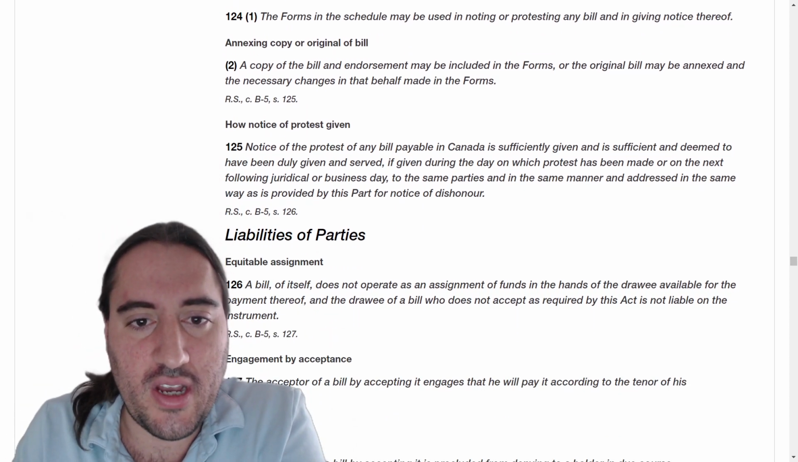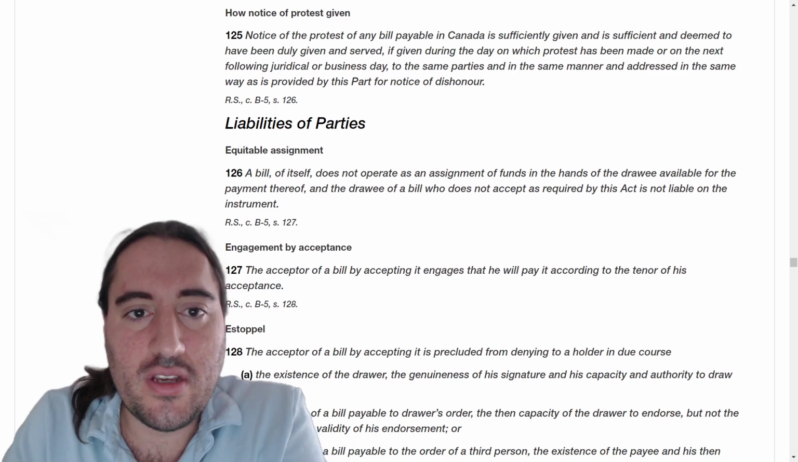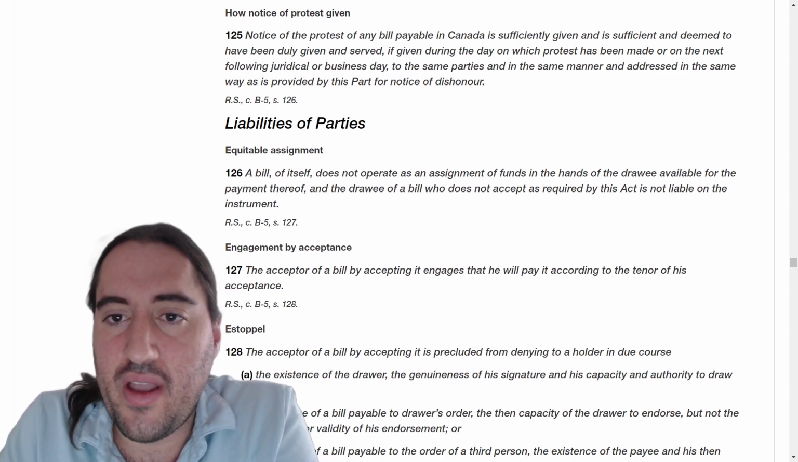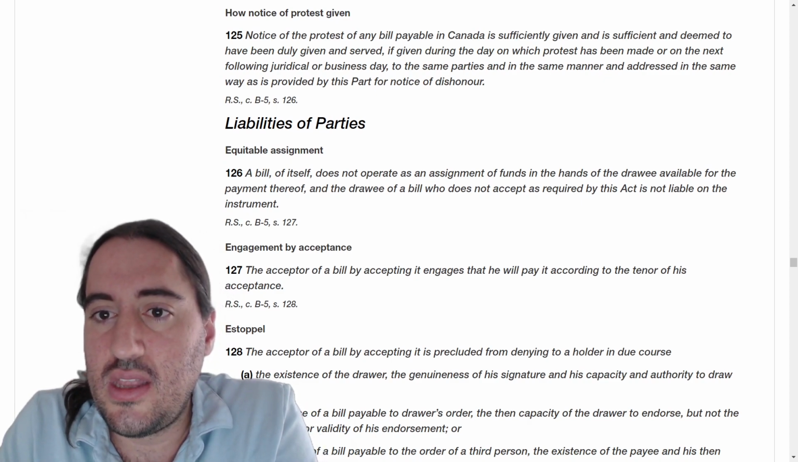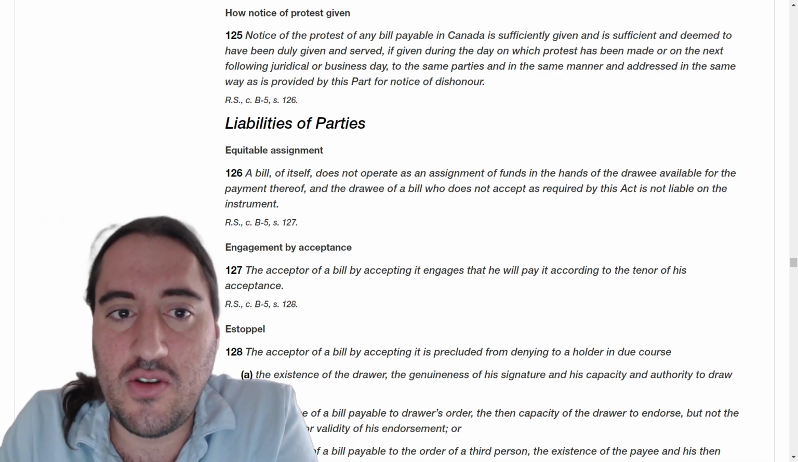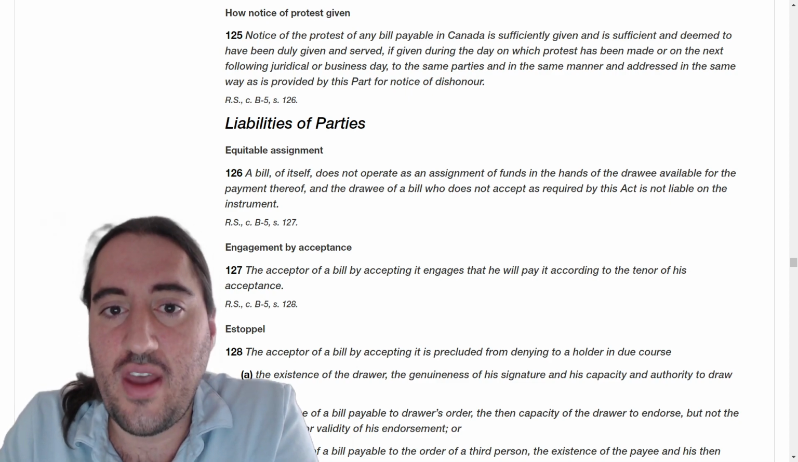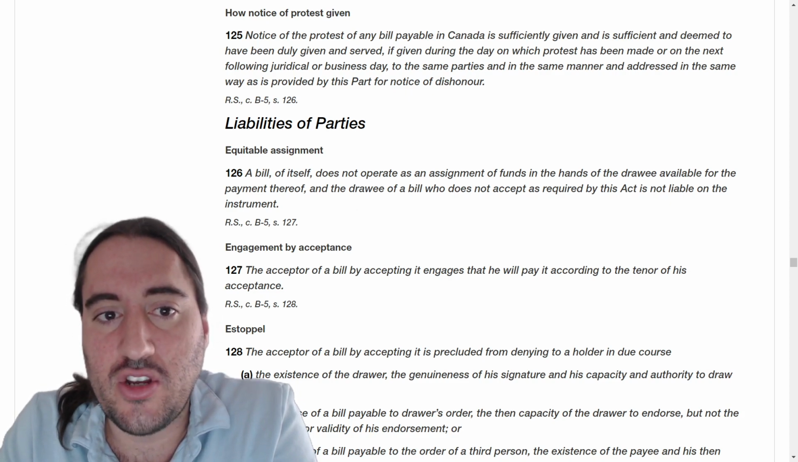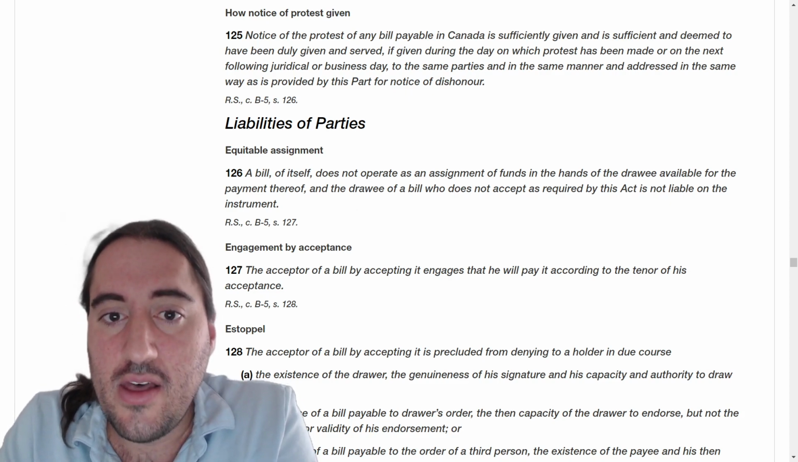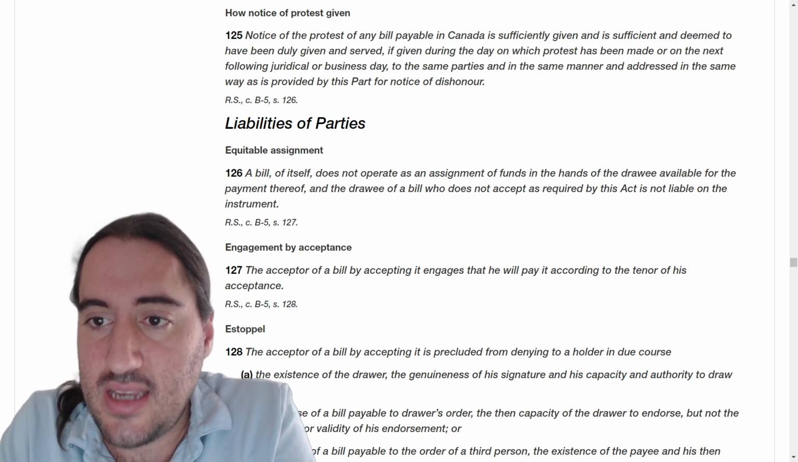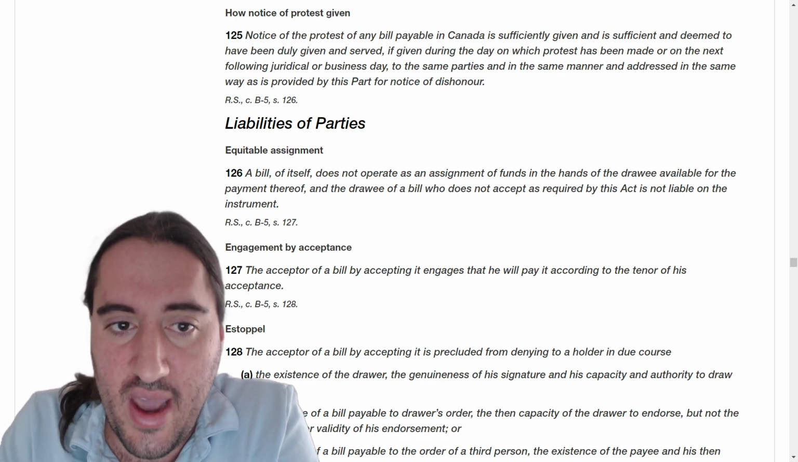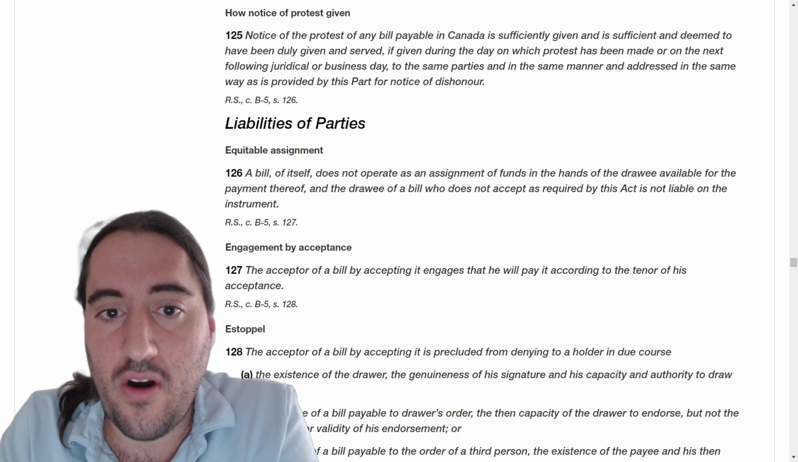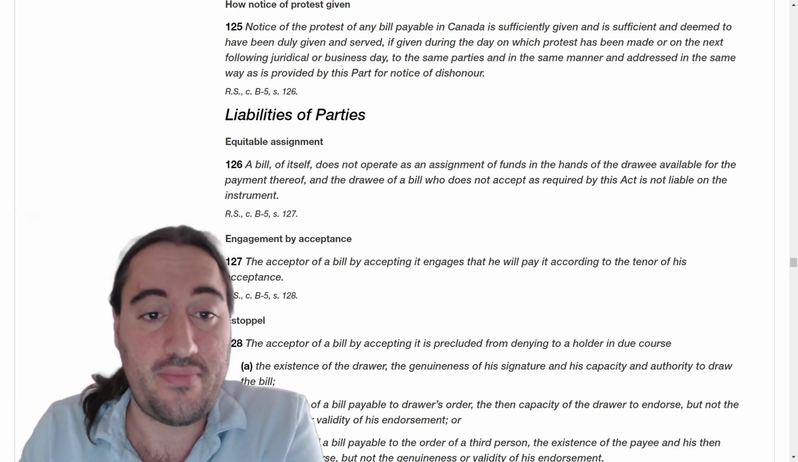How notice of protest given. Notice of the protest of any bill payable in Canada is sufficiently given and is sufficient and deemed to have been duly given and served if given during the day on which protest has been made or on the next following juridical or business day, to the same parties and in the same manner and addressed in the same way as is provided by this part for notice of dishonor.